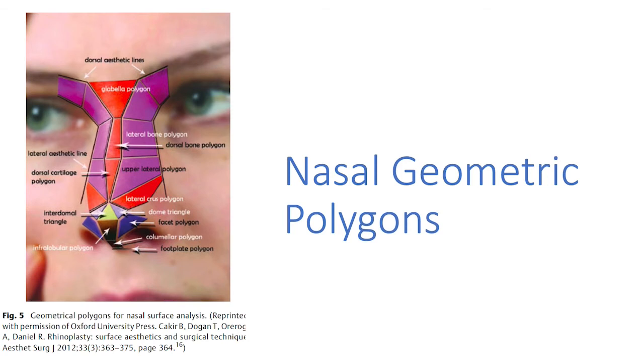The dorsal aesthetic lines follow the lateral edges of the glabella polygon, the lateral bone polygons, and the dorsal bone polygon. Additionally, the authors describe the lateral aesthetic lines, which emphasize the triangularity of the nose and the prominence of the nose as compared to the cheek.